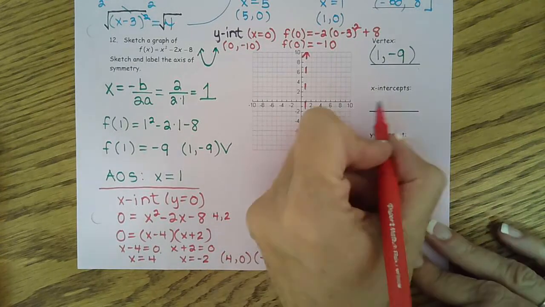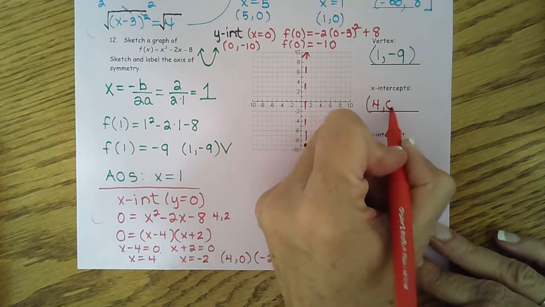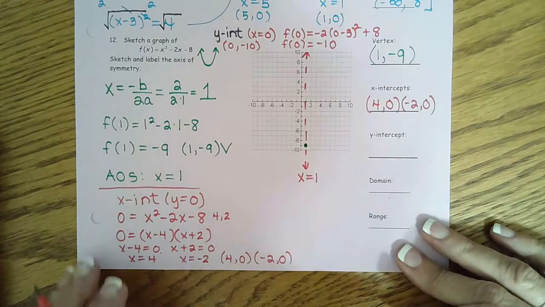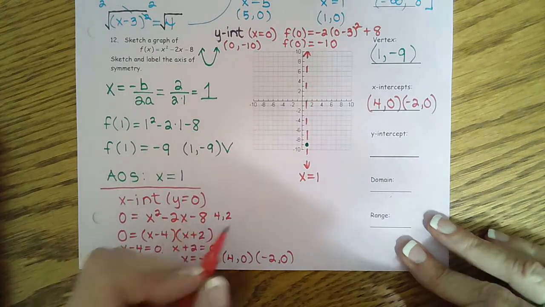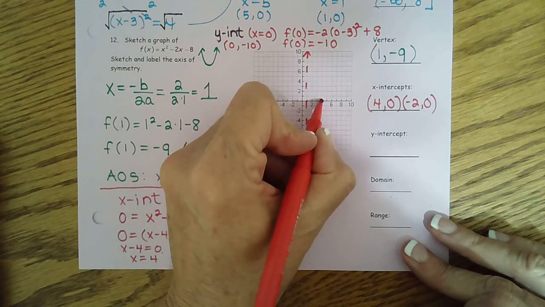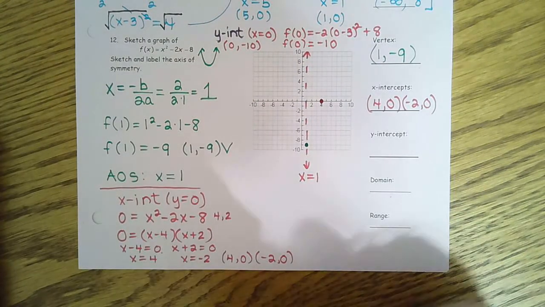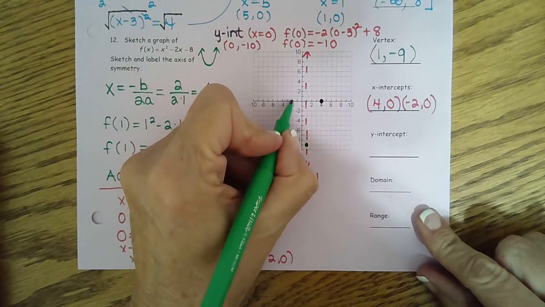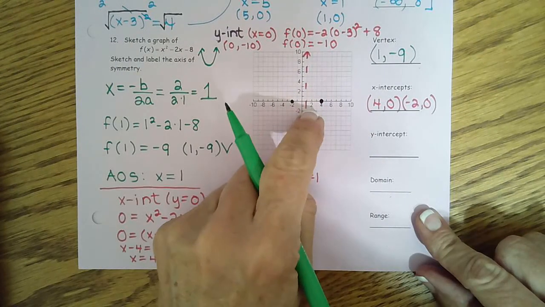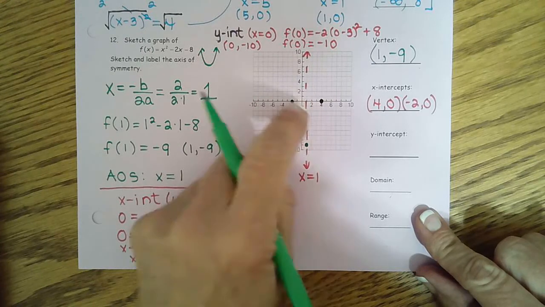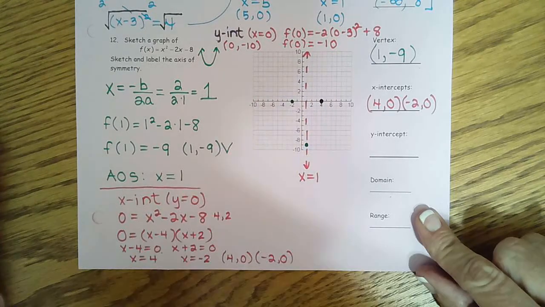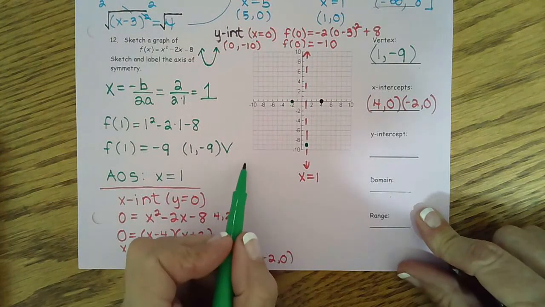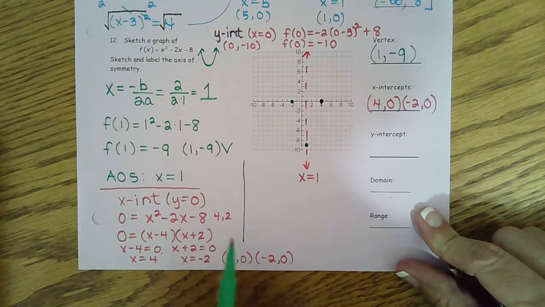So we can go ahead and put those up here. And we can draw them on the graph. So 4, 0. Whoops, we're doing green. 4, 0 and negative 2, 0. Check to make sure they're symmetric. 1, 2, 3 to the right. 1, 2, 3 to the left. That's our little intermediate check to make sure everything's on track.